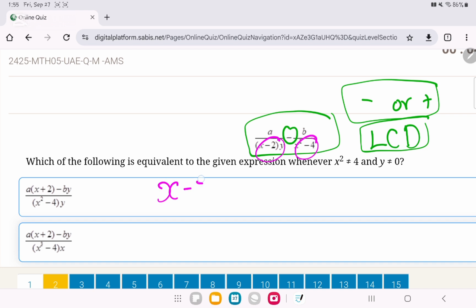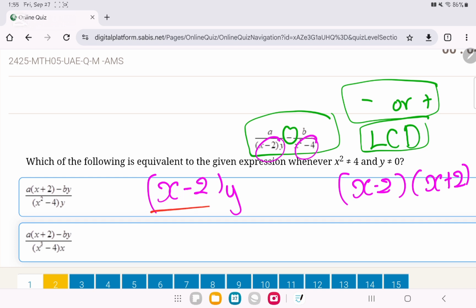We have denominator 1, which is x minus 2 times y, and denominator 2, which is x squared minus 4. And if you factor it, it will be x minus 2 and x plus 2. You guys have to know how to factor, okay? Now, to find the least common denominator, we look at each denominator. First, we have x minus 2. We come here. We also have x minus 2. So definitely we are going to take x minus 2.